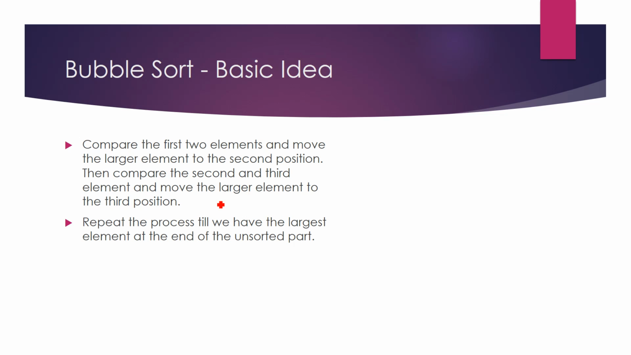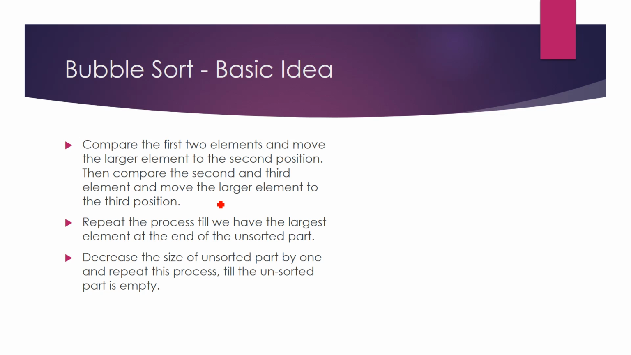So now we have the maximum element in the third position. We repeat this process till we have the largest element at the end of the unsorted part. Finally, once we are done, we decrease the size of the unsorted part, which means the unsorted part now has one less element than before, and we repeat the same process, which means we bubble the element again, and we keep doing it till we are left with no unsorted elements.